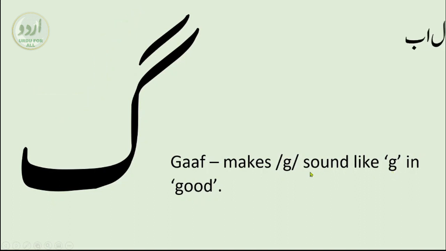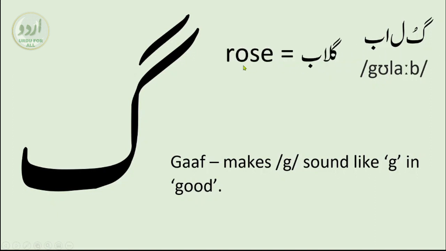Now, look at this word now. Gaf, G, Pesh, U, Lam, L, Alif, A, and Be, B. Makes what? It makes Gulab. And gulab means rose in English.